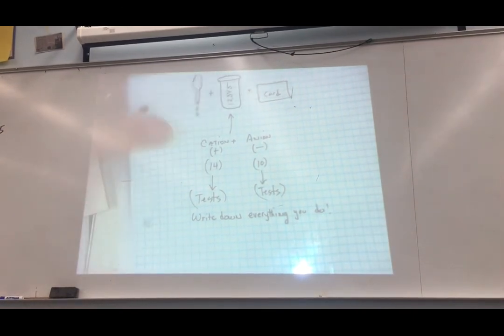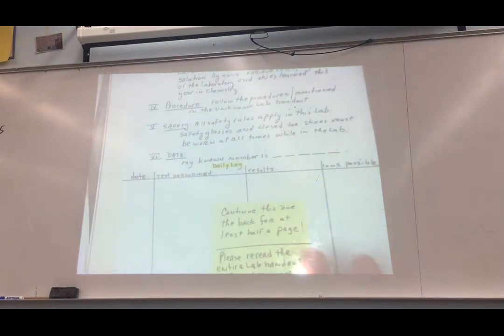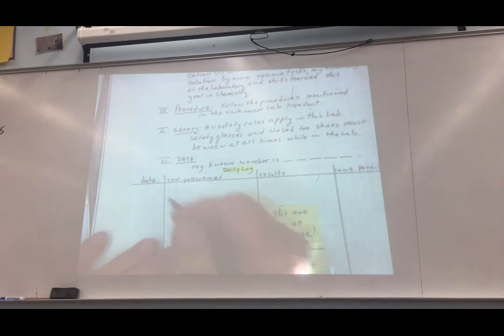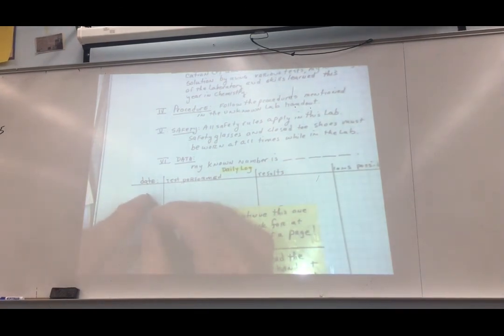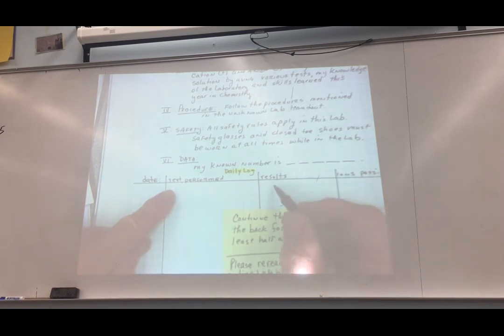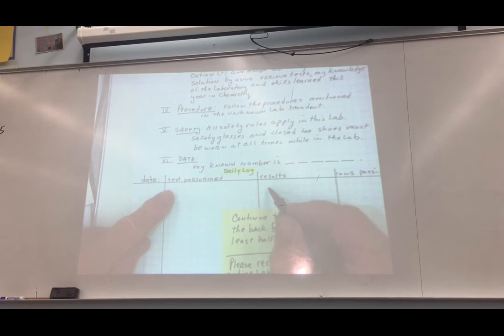For instance, let's say, and this is your pre-lab, let's say I put today's date, 4/28, test performed, flame test, results, yellow color. Which flames are yellow? How would you know?